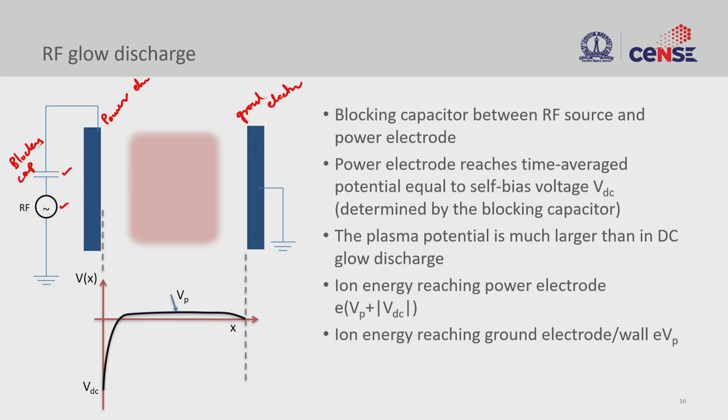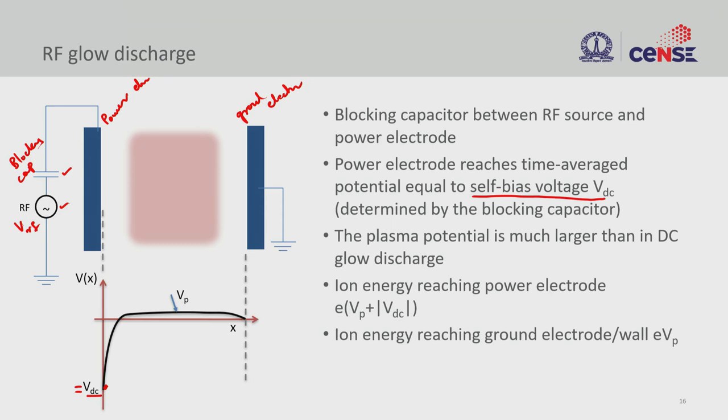But one interesting thing that you should note is the potential here, right? Initially we had Vc, whatever supply voltage we had, that was the potential you had on the power plate. But now it is VDC, it's not VRF. So this VDC is nothing but whatever your capacitor could hold. The VDC is nothing but the self bias voltage, how much charge the blocking capacitor can hold, and that becomes the VDC, okay?